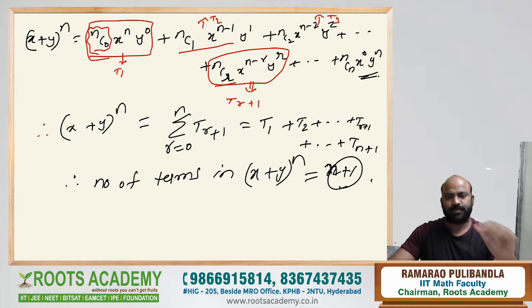All right. So what we got is, the number of terms in this is nothing but n plus 1. The number of terms in this is nothing but, we got it as n plus 1.